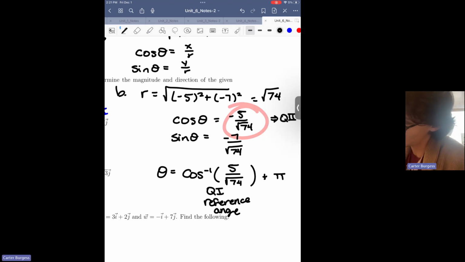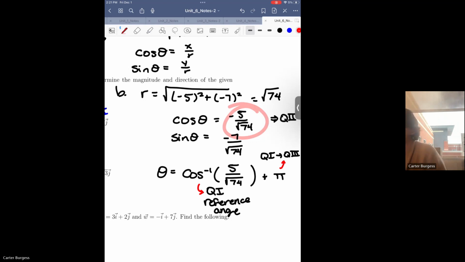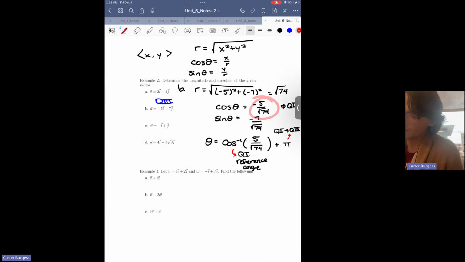And this moves us from Q1 to Q3. So we have our answer, right? This would be our R, and this would be our theta.